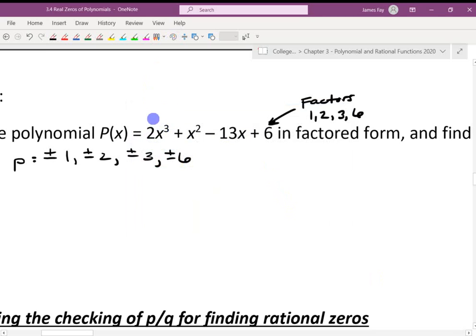Then the next thing is that you're going to look at the first term, your leading term, and find its factors. How many factors do you have there? 2, 1 and 2, right? So Q is what we call those, and it's going to be plus or minus 1 and plus or minus 2.